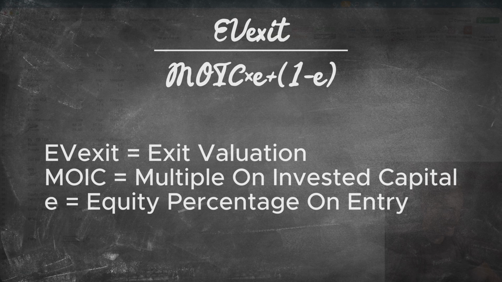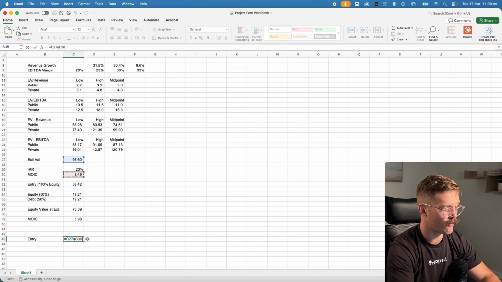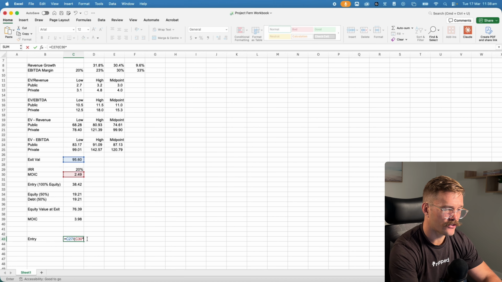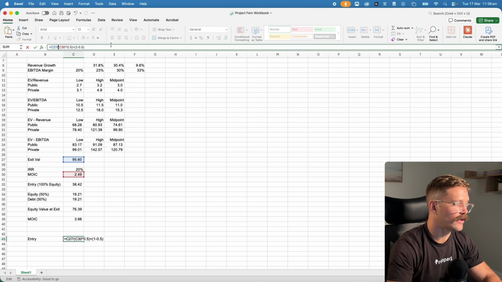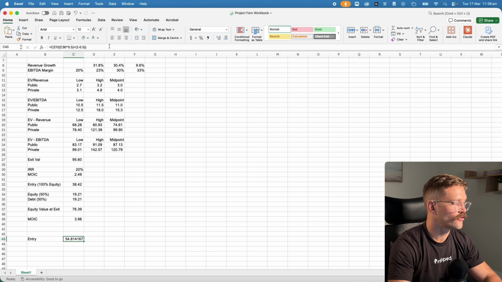Okay, so let's actually calculate that. We've got the EV exit on top of our expected return, our multiple on invested capital of 2.49, times our equity split, which we haven't written down. So we'll just go 0.5 plus our 1 minus 0.5. Let's put that all in brackets there. So that's our expected entry price. So 54.81.